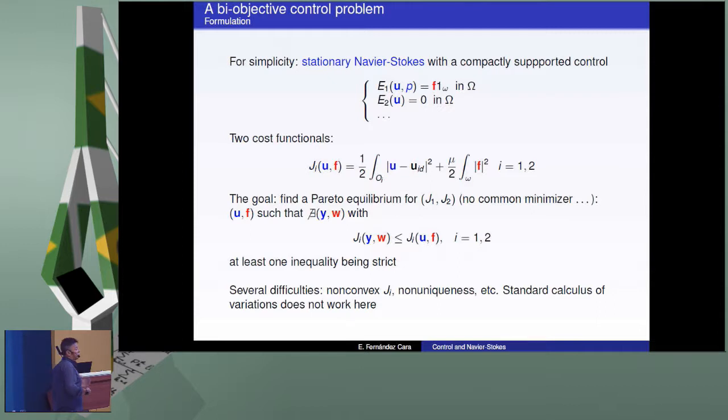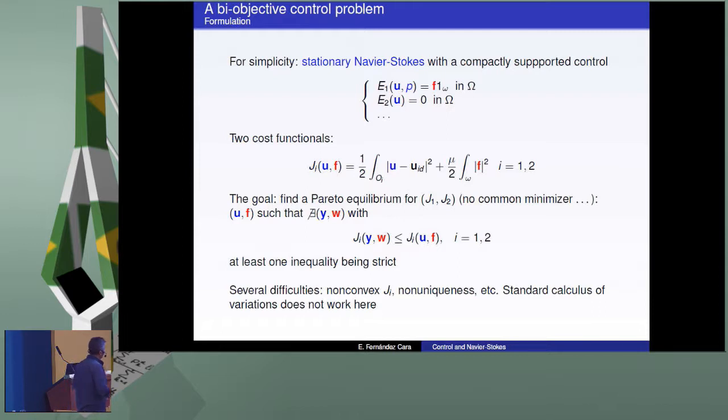First, I'm going to consider a biobjective control problem in order to show you that something not so classical, not so standard, can still be done in this area. For simplicity, I'm going to consider only stationary problems. I'm going to assume that U and P, both of them, are independent of time. So the system simplifies a little. We find that U and P have to solve an equation in an open set omega of R2 or R3 and an incompressibility condition in the same set. We are going to assume that F is the control, F is a force, and the force is limited to a small domain, little omega, where we can act.